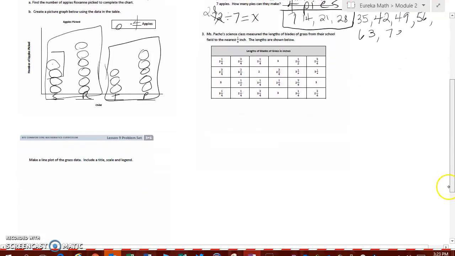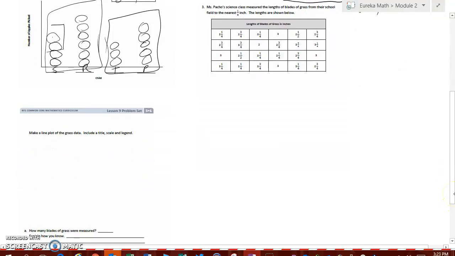All right. The last questions involve a line plot. Okay. So we're going to use this data right here. Miss Pacho's science class measured the lengths of blades of grass from their school field to the nearest 1/4 inch. The lengths are shown below. So here's all their lengths of grass. Over here it says to make a line plot. Include a title, scale, and legend. So there's lots of things we need to do.